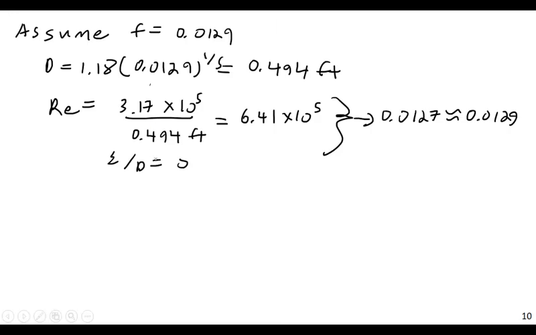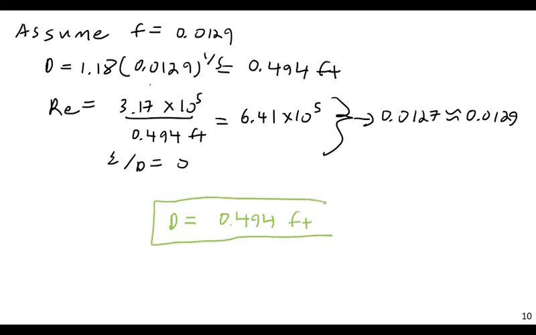But you can still see if we went through a few more loops, we could get as close a value as we wanted to. And if you wanted to, you could actually look up the equations behind the Moody diagram, how those curves are calculated, and use those to get a more precise value. But anyway, we can say that the diameter D is equal to 0.494 feet, and that would be the final result that we report, because it was asking for the required diameter.